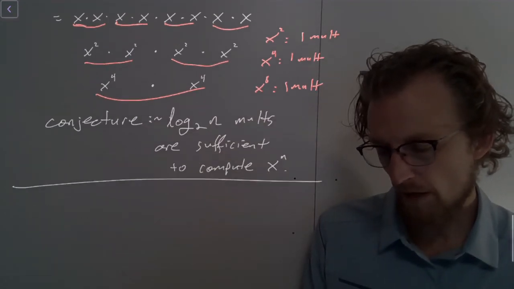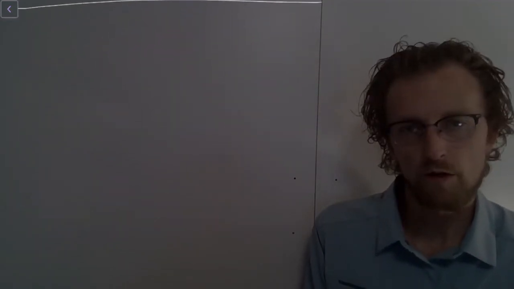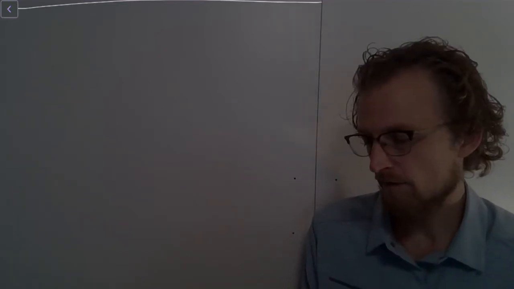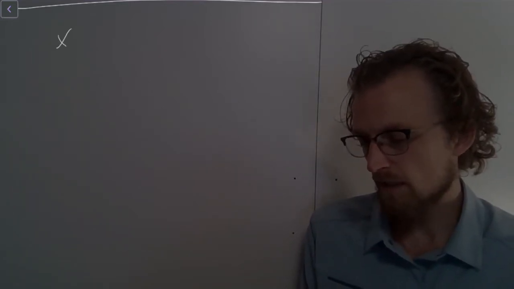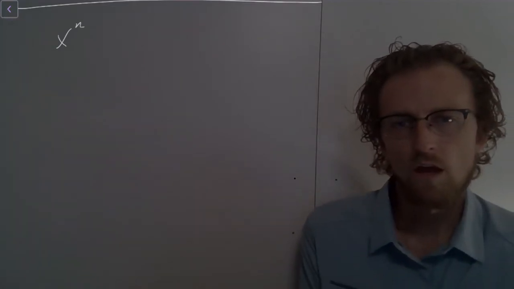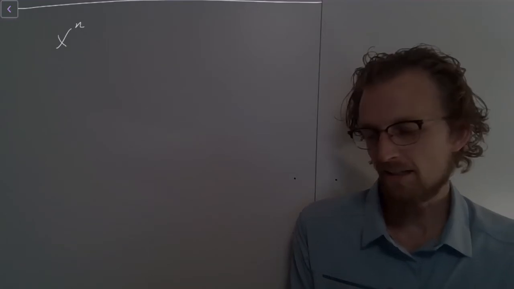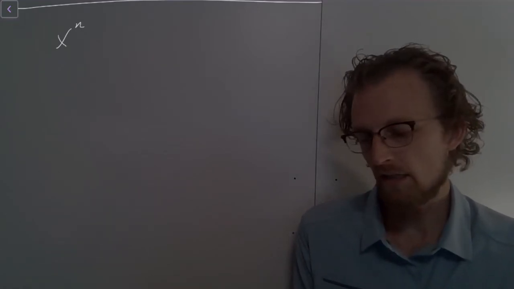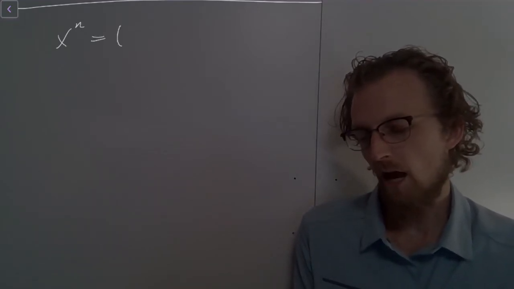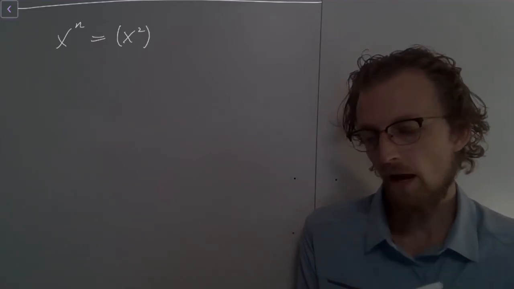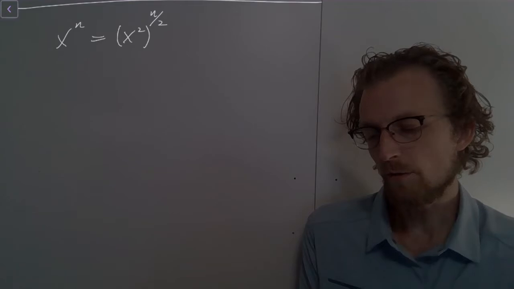Here's the mathematical idea behind what we're trying to do. This is a mathematical formula that holds for any x and n. If I write x to the n, what we've just observed is an instance of the fact that I can rewrite x to the n as x squared to the power of n over 2.